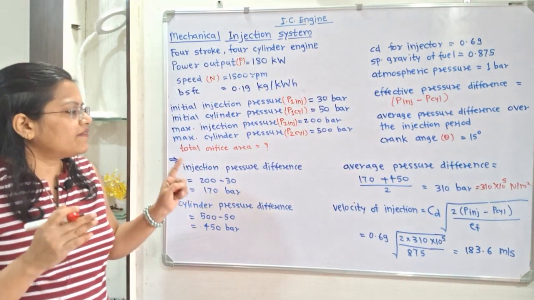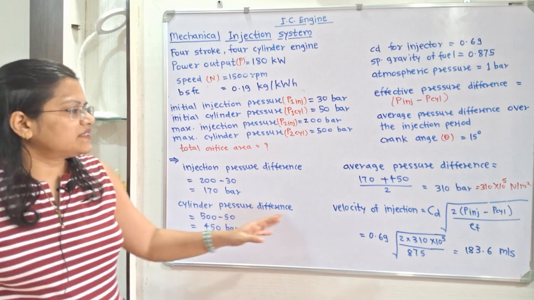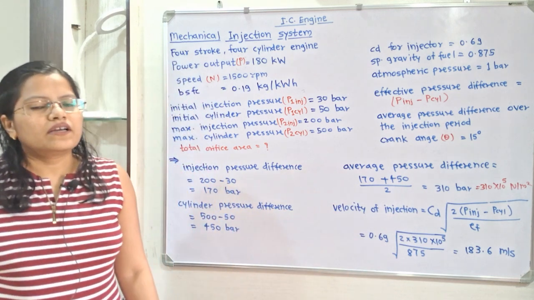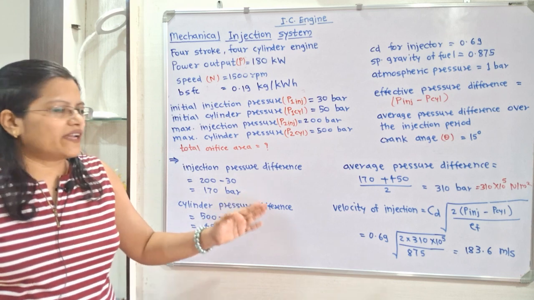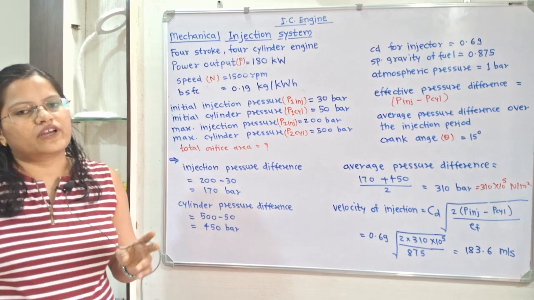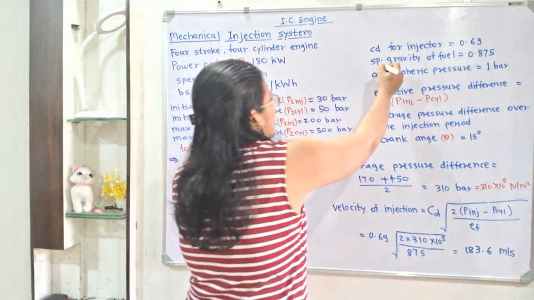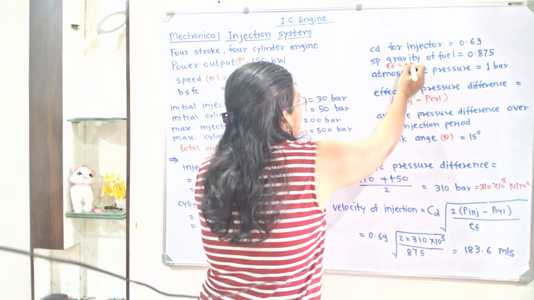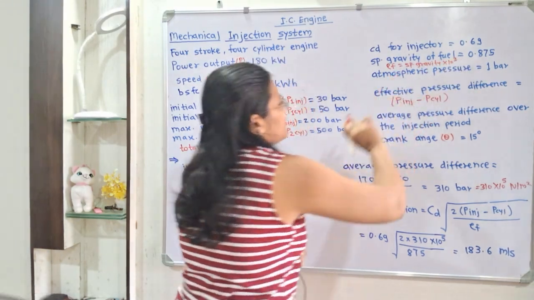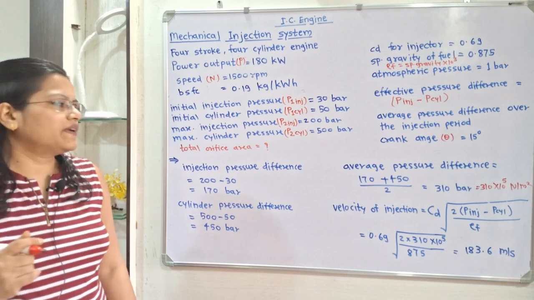Now we will calculate the velocity of injection. For this we have a formula: CD under root of 2 times P injection minus P cylinder divided by the density of the fuel, that is rho F. Here this notation is used. Now, if we observe, the specific gravity of the fuel is given. From that we can calculate the density of fuel, that is rho F is equal to specific gravity multiplied by 10 raised to 3. So this is the formula.